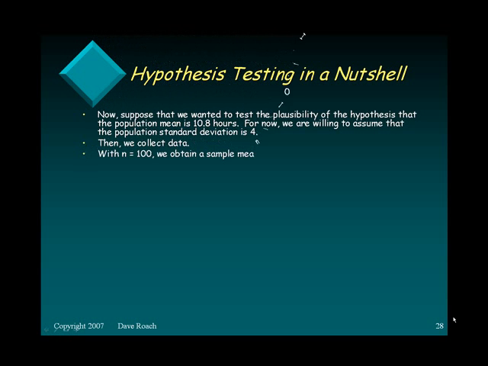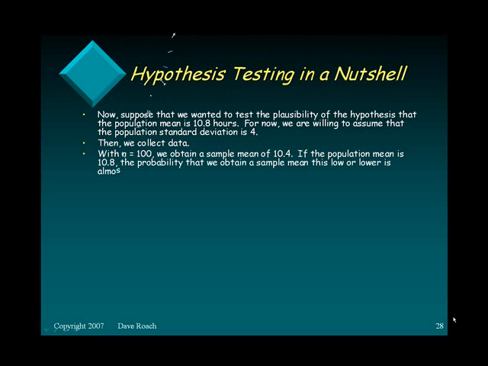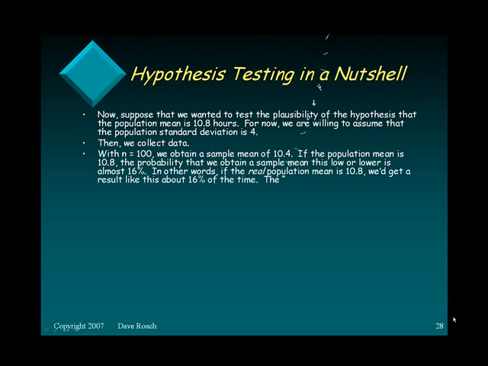And let's suppose that we collect 100 observations and get a sample mean of 10.8. As we've calculated just a minute ago, the probability that we obtain a sample mean this low or lower is almost 16%. Remember 0.1587, or 1 standard error below the mean. So if the real population mean is 10.8, we'd get this result 16% of the time. That's fairly often, so we're going to say that that hypothesized mean of 10.8 is plausible.